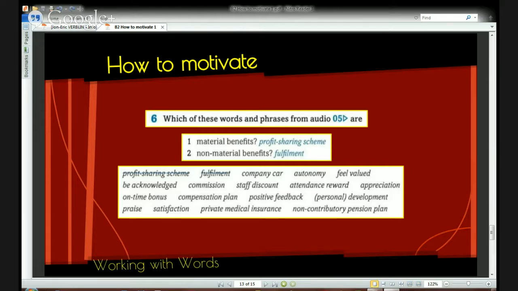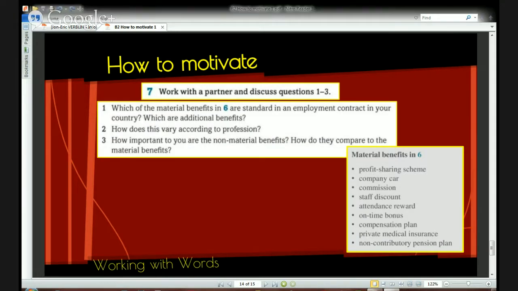Okay, I want you to keep those words in mind. And here's what I want you to do. First, I want you to discuss 3 points, and I've put the main vocabulary on the screen for you this time. In the next one, you won't have it, but for this time, you will. Which of the material benefits are standard in your country? Hussein, you're in Turkey, right?